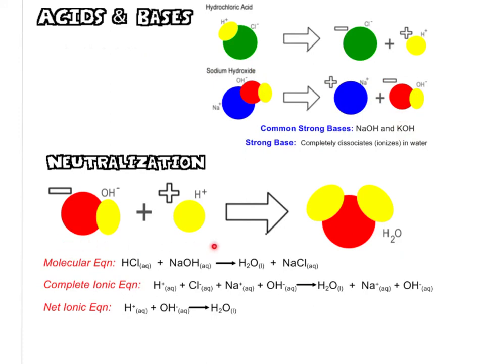Now, let's look at the neutralization reaction. Okay, that would be the reaction where we're forming water. And when we take all of these ions in our beaker, the hydroxide ion from the base and the hydrogen ion from the acid are going to combine to form H2O, which is water. We can write these equations down. Here's our molecular equation. Here's our complete ionic equation. And here's our net ionic equation. That is where we have the hydrogen ion, the hydroxide ion, and the formation of water.